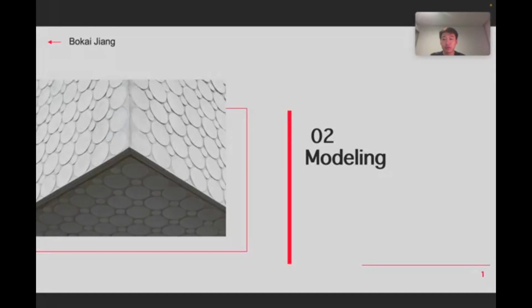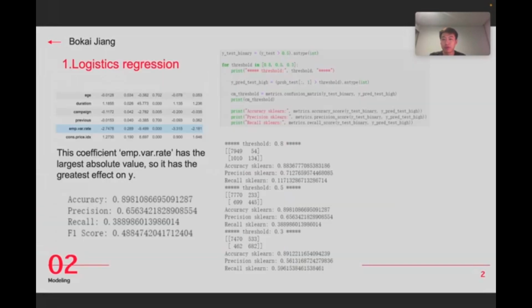Now let's move to the modeling part. First, I'm going to do the analysis of the logistic regression. A correlation matrix was used to identify if there was strong correlation between variables, where most variables were found to have no significant correlation. Thus, the predictive model was built without removing any X variables.